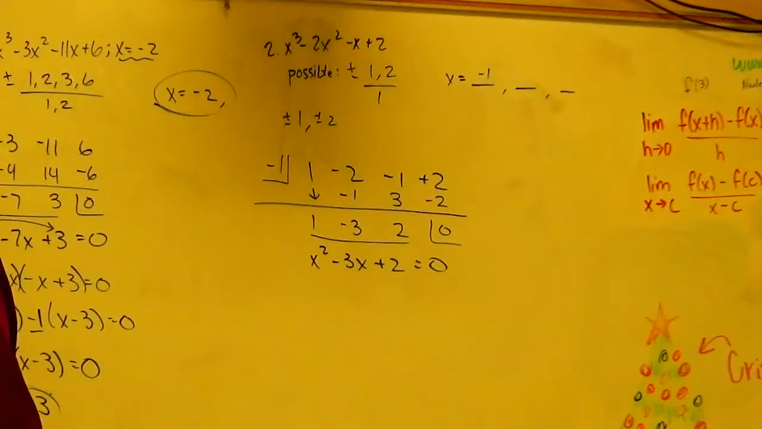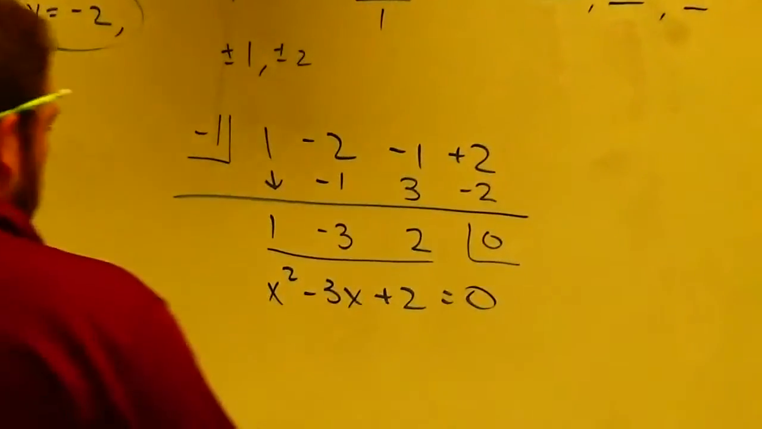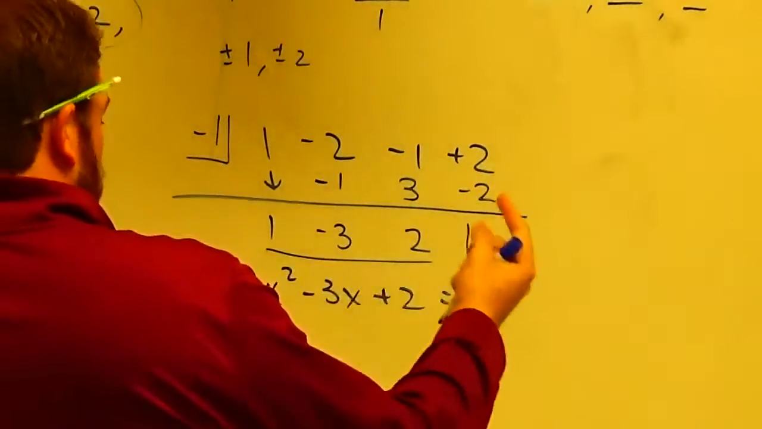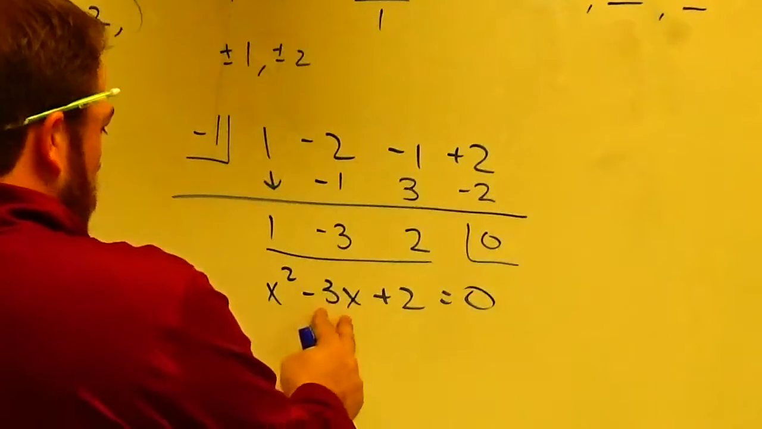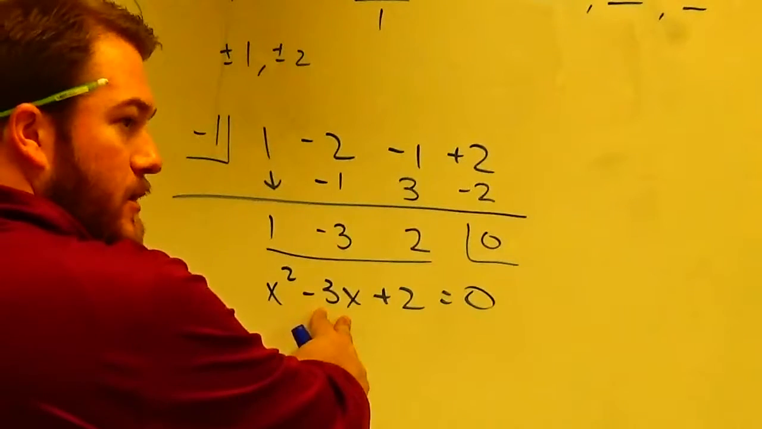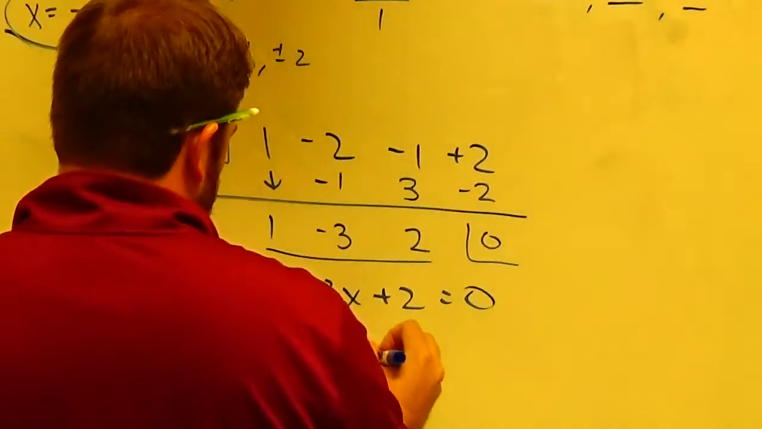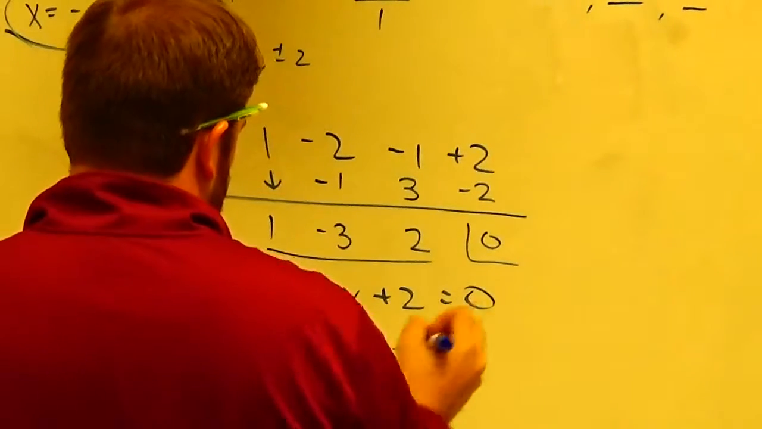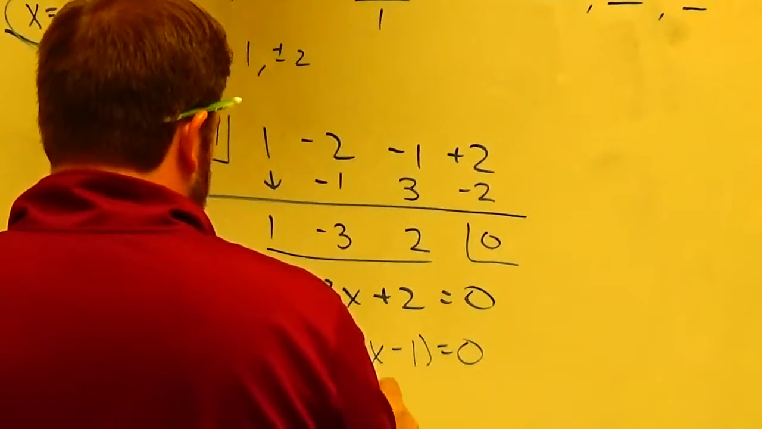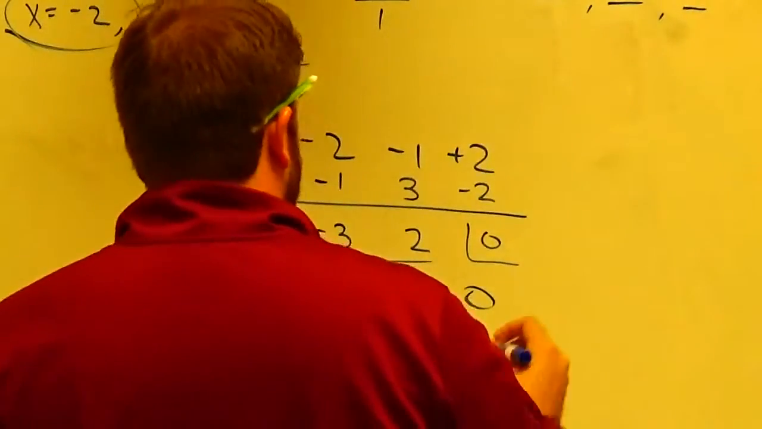This one's nicer, it doesn't have a number out front of the x squared. So it's just our normal, what two numbers multiply to 2 and add to negative 3. Negative 2 and negative 1. So for this one, it's just x minus 2, x minus 1, and then we change the sign so x equals 1 and 2.